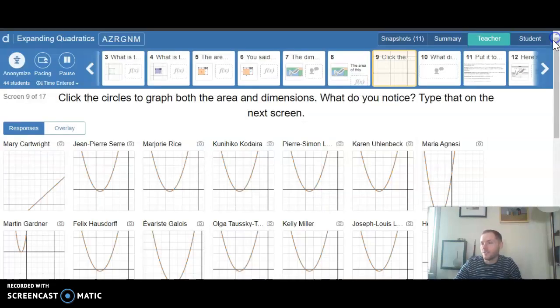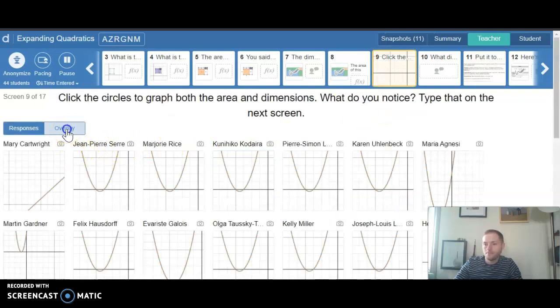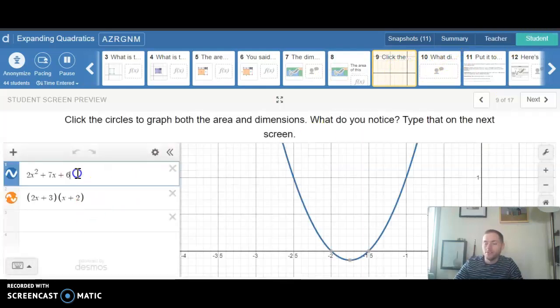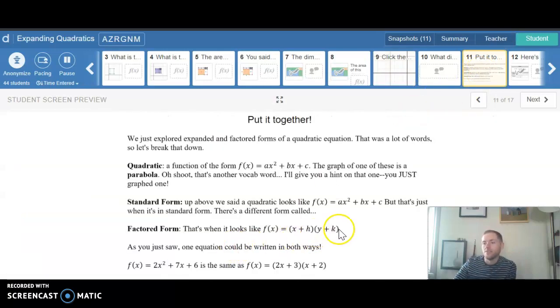That's because they're kind of hidden in 2 different forms called standard or factored form. Standard form is like that top one, where it's ax squared plus bx plus c. So this top one here, 2x squared plus 7x plus 6, we would say that's written in standard form. Factored form is where you take it and you put it into those 2 sets of parentheses, as you can see there.